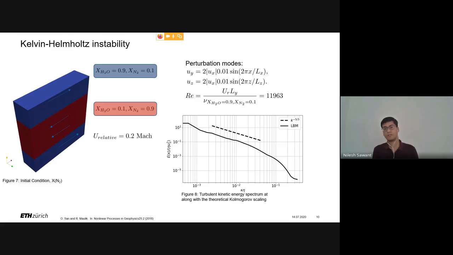For this test case, this is the plot of the turbulent kinetic energy spectrum, and we see that we have a very good slope, which is very near to the theoretical -5/3 slope of 3D turbulence. I have a video for you.